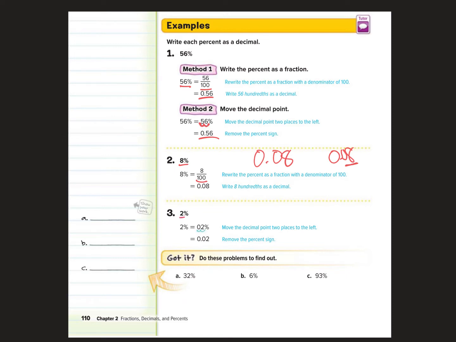2% would be, we could do the decimal thing, move it twice. We need a 0 in front, so we get 2 hundredths. Very cool. All right, so 32%, I could do my decimal mover, 0.32, 32 hundredths. 6%, I could do 6 over 100 or 6 hundredths. 93%, I could move my decimal twice, and 93 hundredths would be my decimal. So there we go.